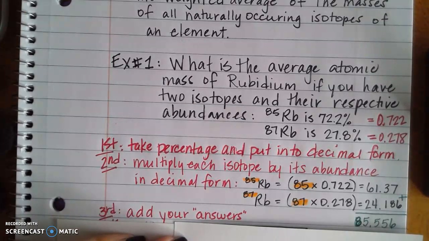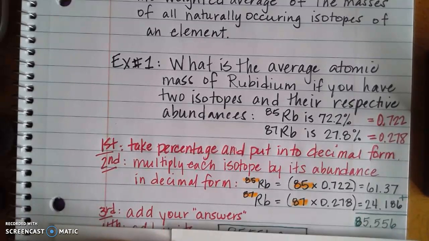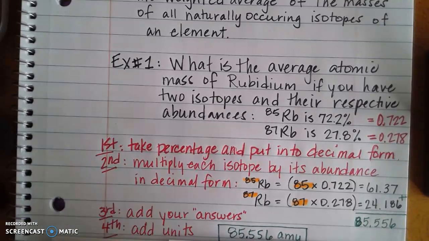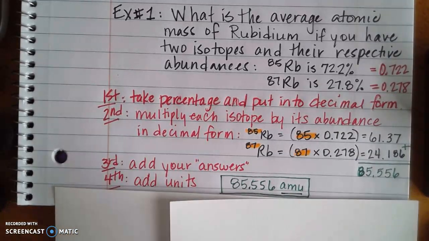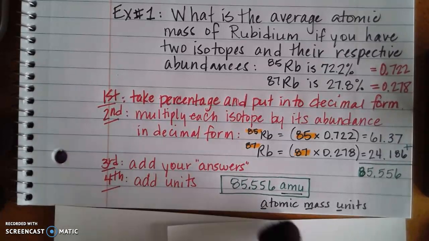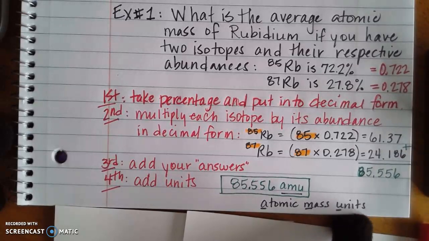Okay, now, notice I've done no dividing. It says average. What is the average atomic mass? You are not dividing anywhere, so do not divide. You're basically done. The last step is to add units. So your units are now called AMUs. So the answer becomes 85.556 AMUs. And an AMU is an atomic mass unit.